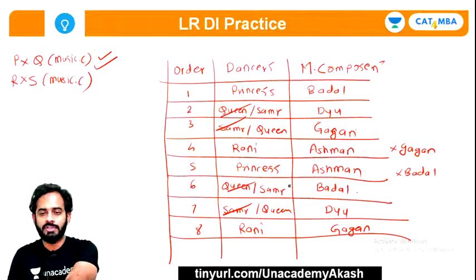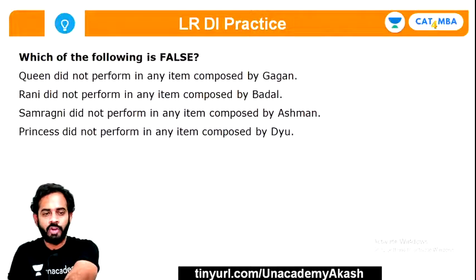yeah, this is false. First itself is false because Queen performed in the third dance performance, which was composed by Gagan. So Queen did not perform in any item composed by Gagan. This is obviously false. So we did not check the further things now. So I hope all of you understood this. This is the false one. So option A is the correct answer over here.